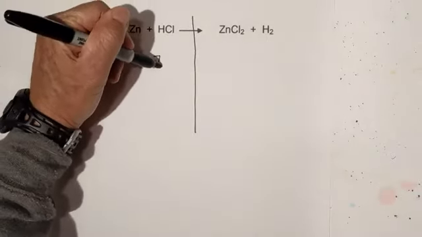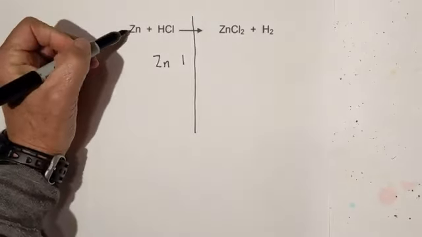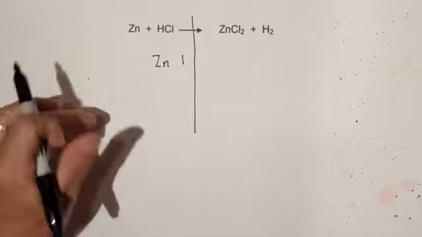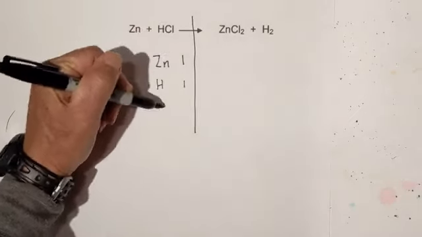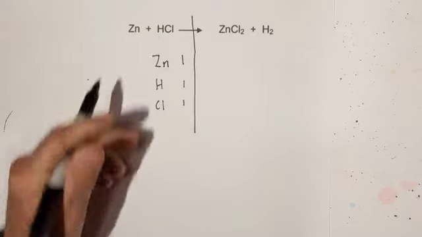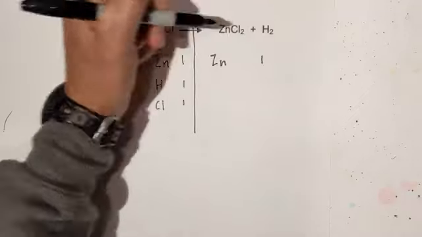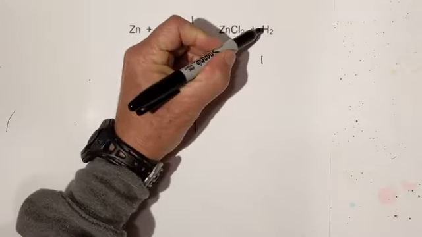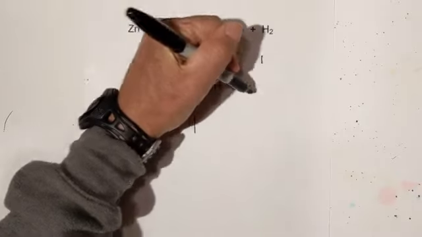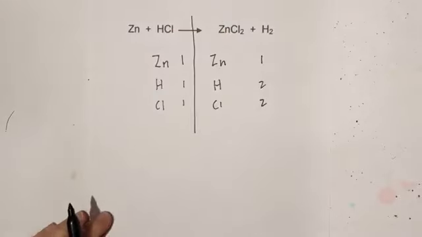We have zinc, and it looks like we have one, okay? Remember, anytime you have a capital letter, that means you have a new element. We have hydrogen, and we have one of those, and then we have one chlorine, one of those. Okay, let's do the same on this side. We have zinc, looks like we have one. Hydrogen, remember a subscript applies only to that element. We have two of those, and then it looks like we have two chlorines.